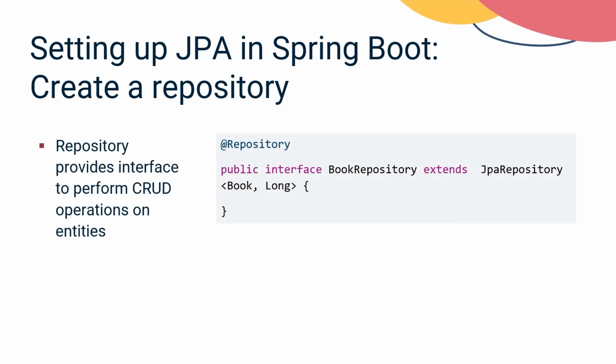A repository provides an interface for performing CRUD operations on entities. In this code, JpaRepository is a built-in Spring Data JPA interface that provides methods like save, findAll, and deleteById. And Book, Long specifies the entity type, for example, Book, and the type of its primary key, for example, Long.